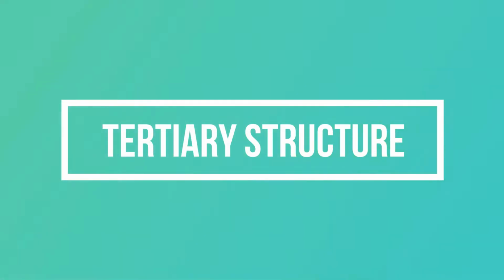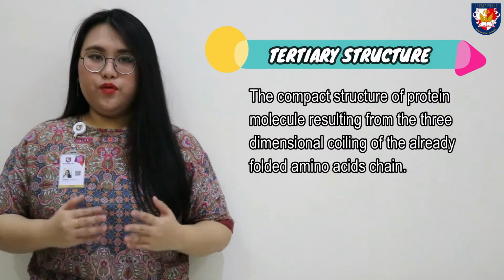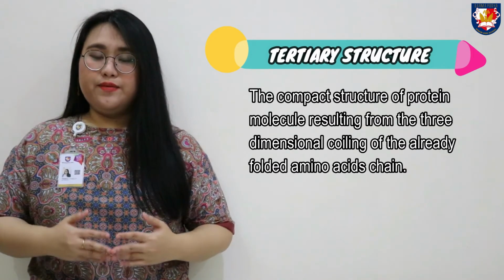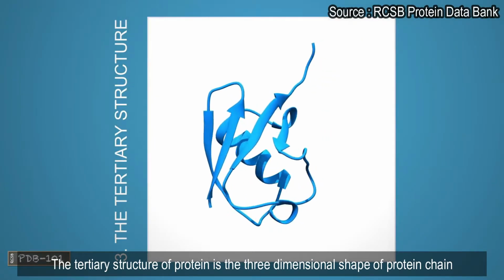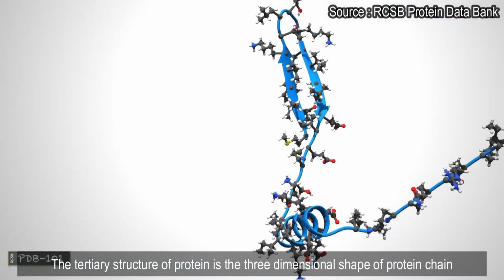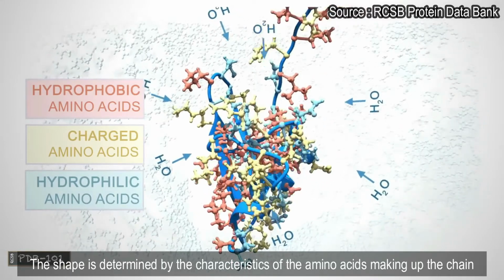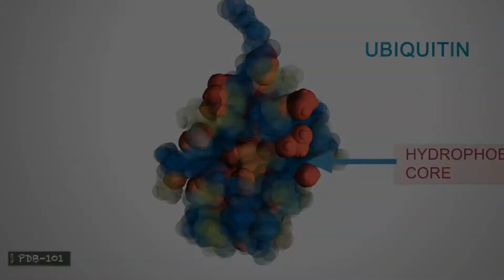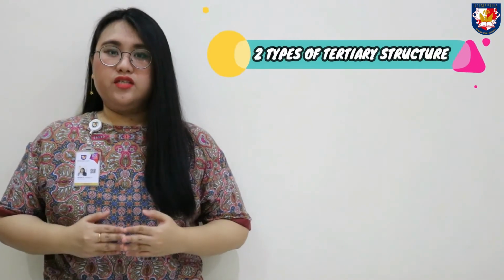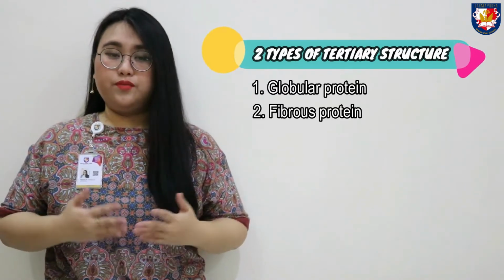Next, tertiary structure. Tertiary structure is the complex structure of the protein molecule resulting from the three-dimensional coiling of the already folded amino acid chains. The tertiary structure of a protein is the three-dimensional shape of the protein chain. The shape is determined by the characteristics of the amino acids making up the chain. There are two types of tertiary structure proteins, which are globular proteins and fibrous proteins.